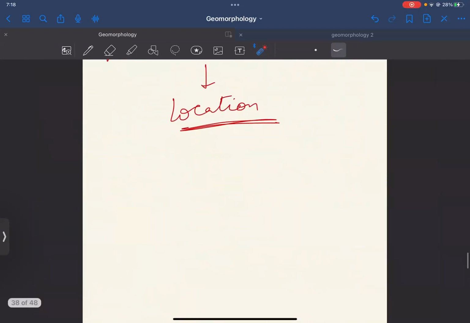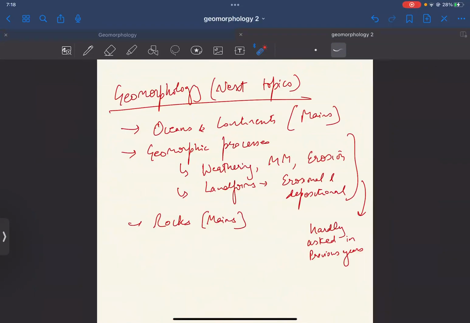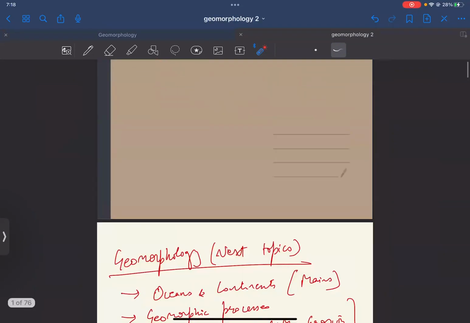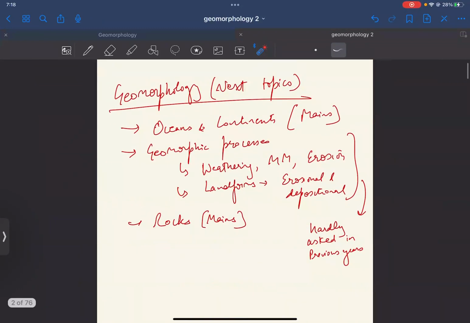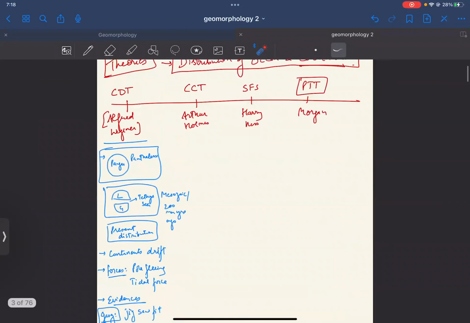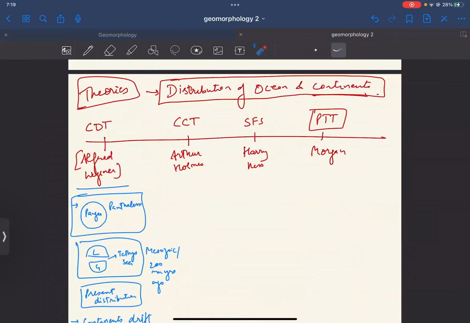All right. So we studied about the volcano. Now our next topic was geomorphology, where we started studying about the distribution of ocean and continents. So various theories have been given to explain the distribution of oceans and continents. First theory is continental drift theory. Then convection current theory by Arthur Holmes, seafloor spreading by Harry Hess, plate tectonic theory by Morgan, Parker, all these people.